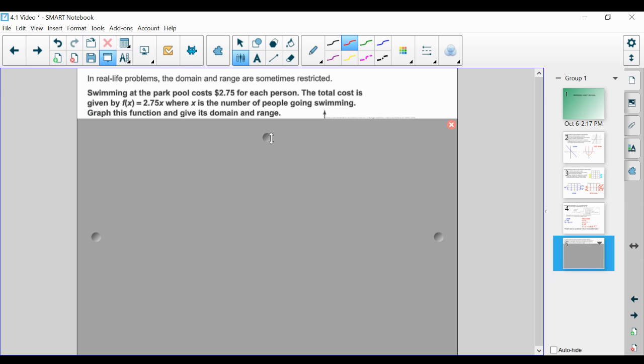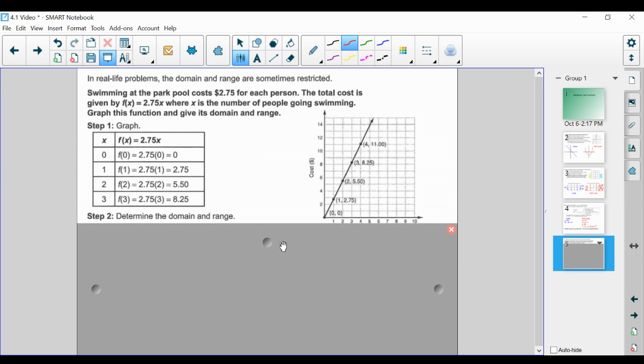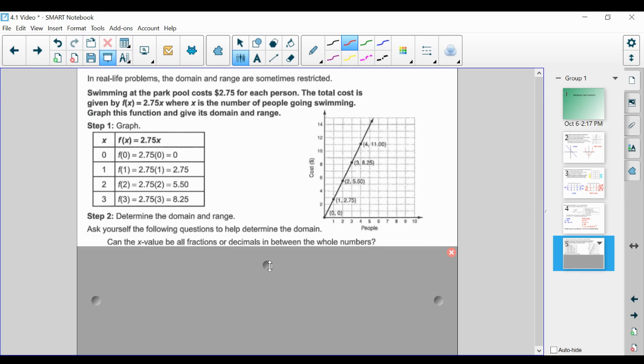The way that we are going to graph it, and so far what we have been able to do, is create these input-output tables. When we create these input-output tables, we choose an x value, we plug it in, we see what y value, or the function value, we get. We then graph it. But now we need to determine the domain and the range. Well, let's think about this in a real life scenario. There's a couple questions that you want to be asking yourself.